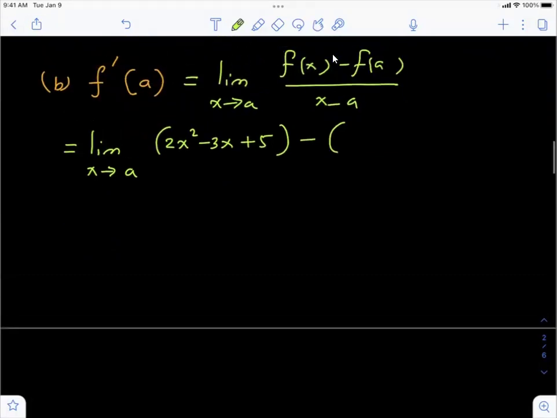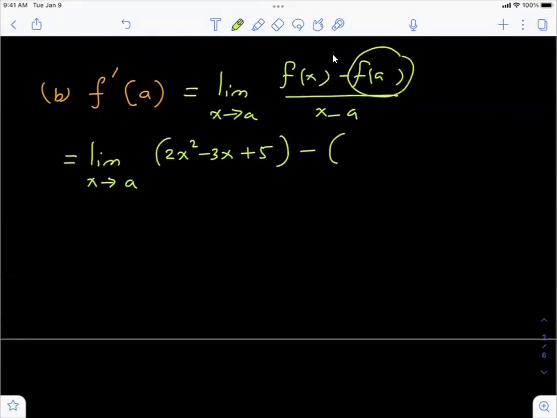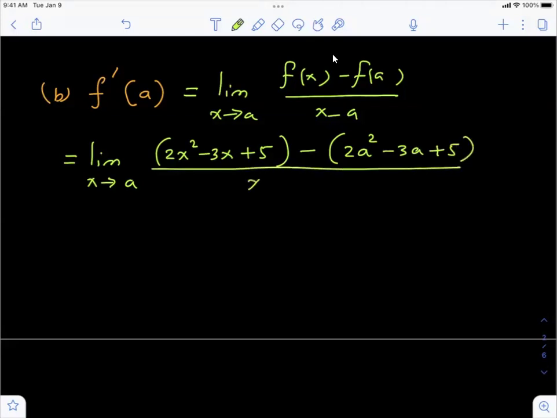Minus, now if I plug in x equals a in the position of x, this is what I am going to get. It is just the same expression, but now I have a instead. Divided by x minus a. Limit as x goes to a. Now, look at the first two components, 2x squared. Now, this term and this term, after the simplification. First, you're going to distribute this negative sign among all of these, and then you're going to gather the like terms.